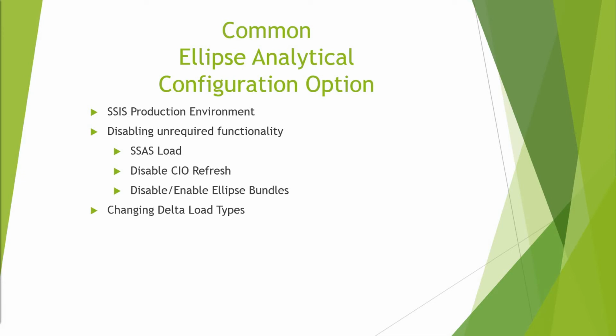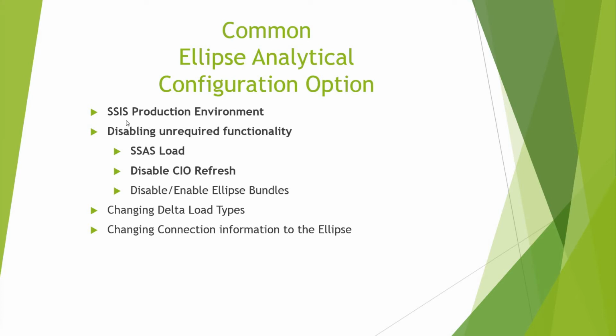We will then talk about changing the delta load type, either delta loads or the traditional loads, and changing from one to the other. Then we will talk about changing the connection information to Ellipse. This includes both the database connection and the EWS connection information.